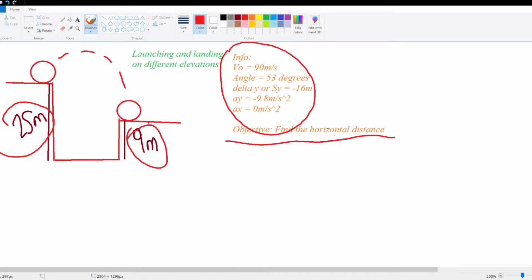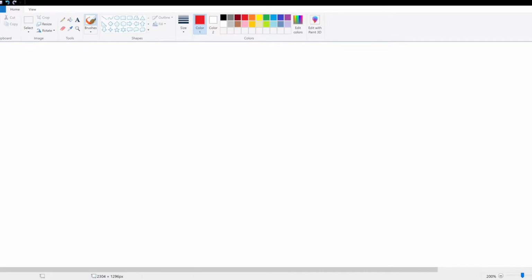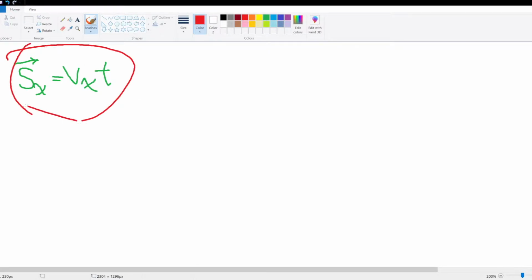So how do we do a question like this? Okay, since we want the horizontal distance, we have to write the kinematic formula, Sx is equal to Vx t. Or you can write delta x is equal to Vx t, okay? So that's the first formula we need. Now, what do we have in this formula? What variables do we have to find?